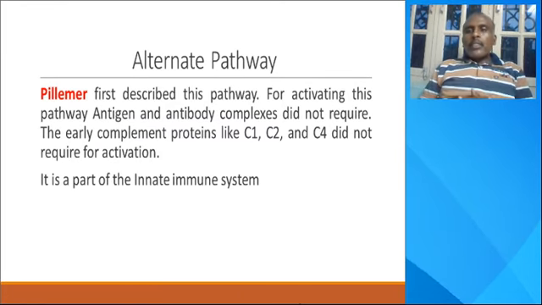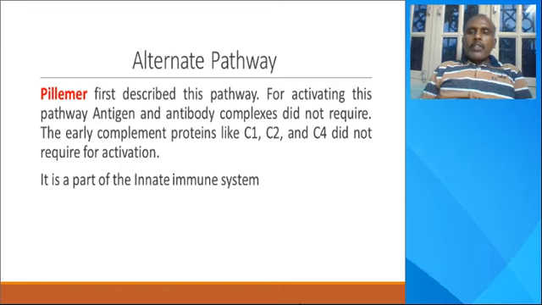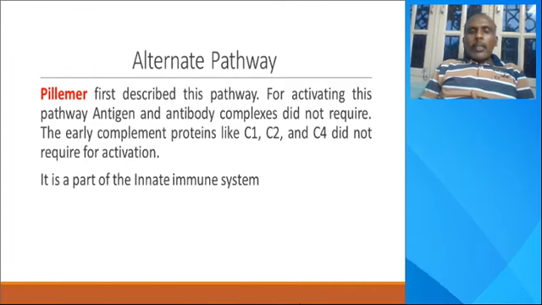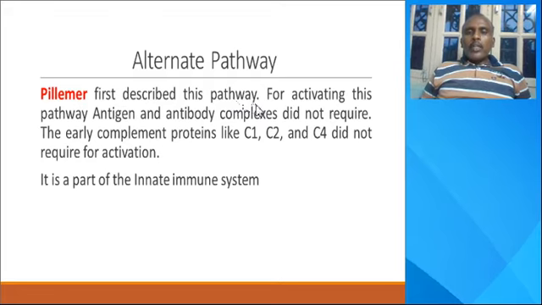Another difference is the trigger mechanism, which initiates the action of the complement protein mechanism. In the classical pathway the antigen-antibody complex is the trigger for the activation of the complement proteins. But in the alternate pathway, the trigger is the antigen itself. Pillemer first described this pathway.